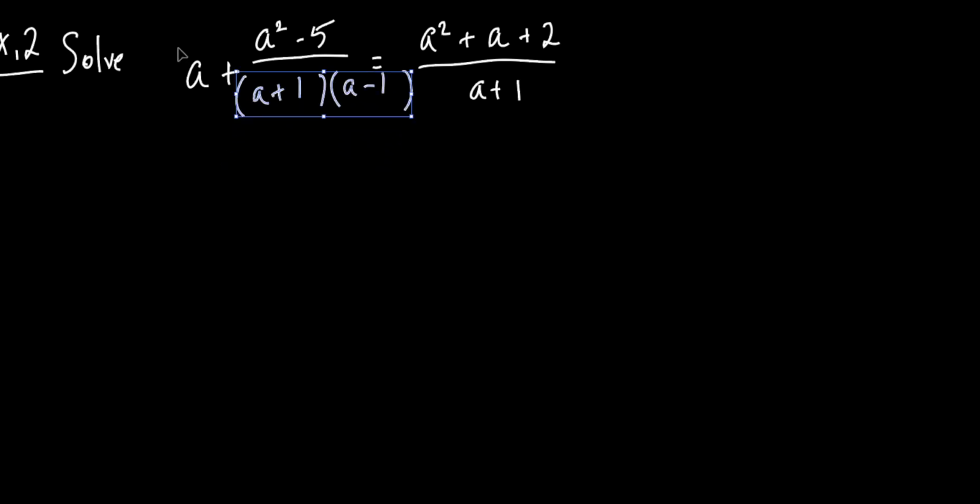Oops, there we go. Let's move this over just a tad. Give me some room. There we go. So can we factor this right here? A squared minus 5. Is that a difference of 2 squares? No, because you're not squaring anything to get a 5, are you? So we can't really factor that.